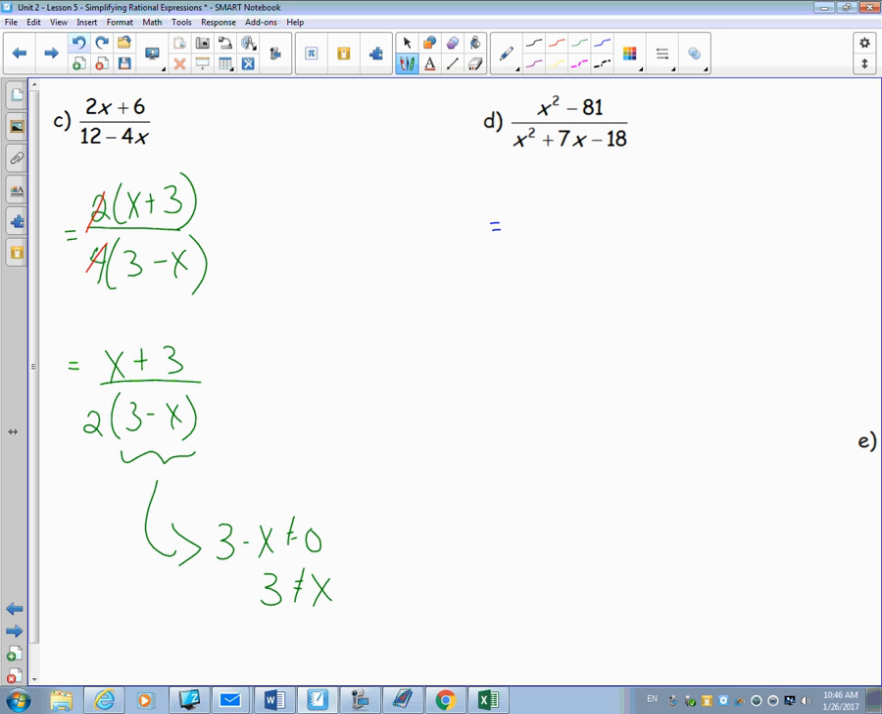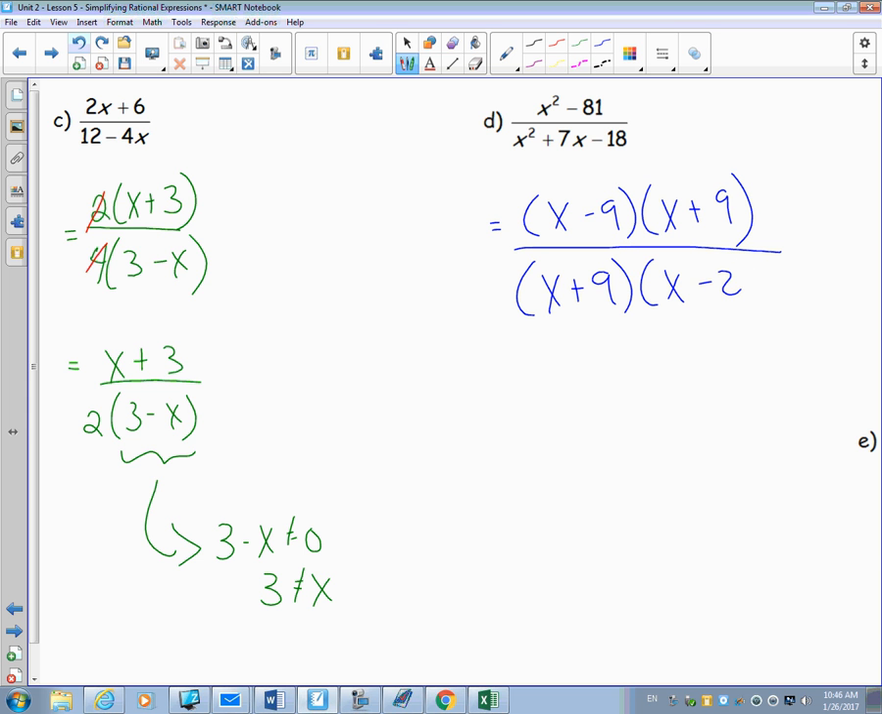Adding and subtracting. Let's turn it into multiplying. That's factor. On the top, looks like a difference of squares. On the bottom, looks like a simple trinomial.